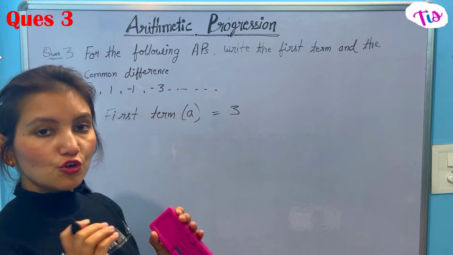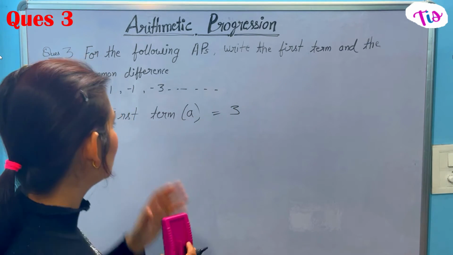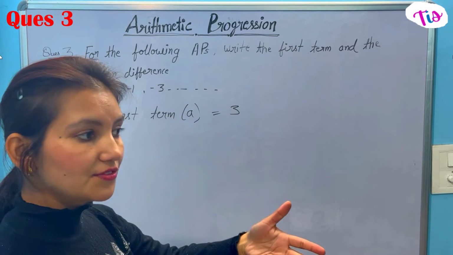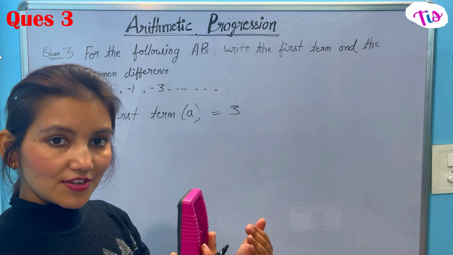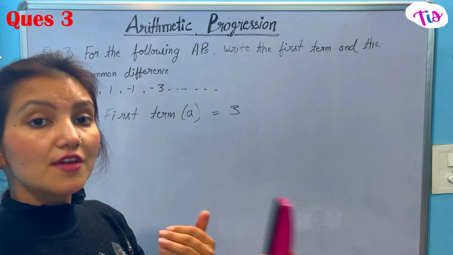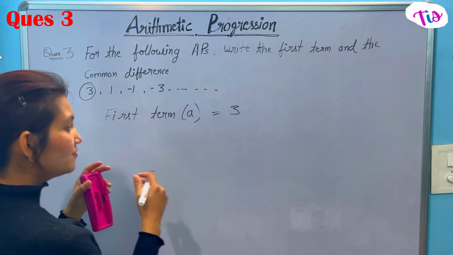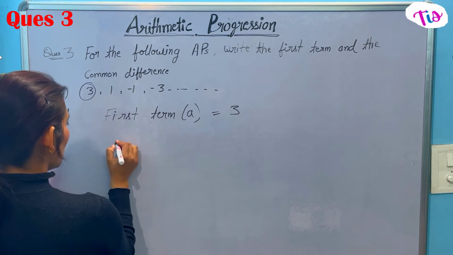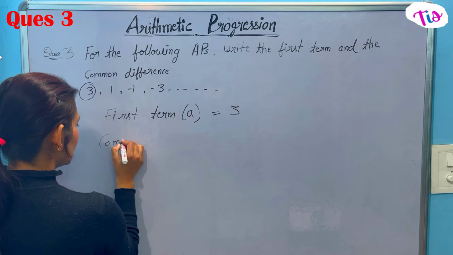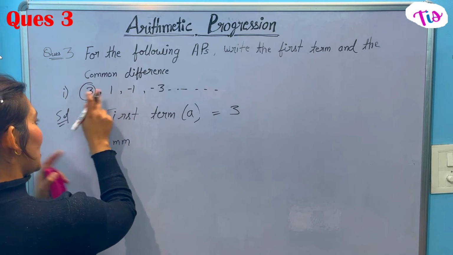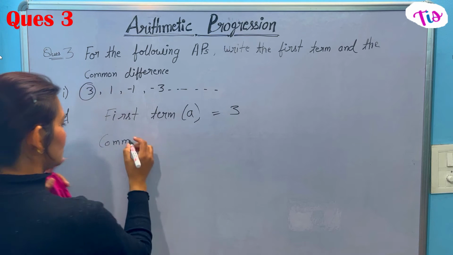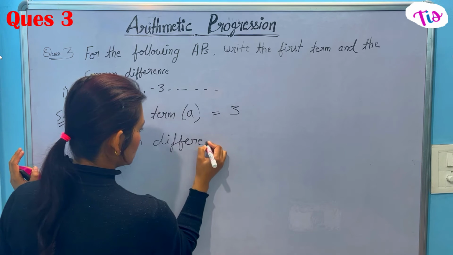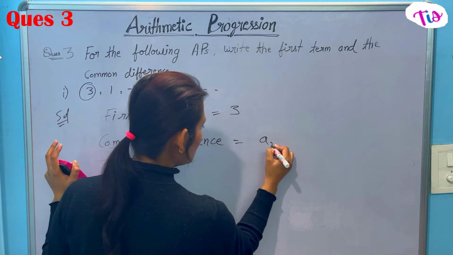Now we need to find out the common difference. And common difference is what? Common difference is the difference of 2 consecutive terms. So how can we find out the common difference? Either A2 minus A1 or A3 minus A2 or A4 minus A3. So you can find it by subtracting any of these terms. Here we'll just subtract A1 from A2. So common difference will be A2 minus A1.